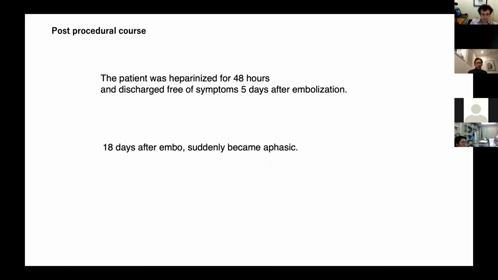And he was discharged. He went back home 5 days later. But after that, 18 days after the embolization, he became aphasic. He was having some kind of a seizure or something.